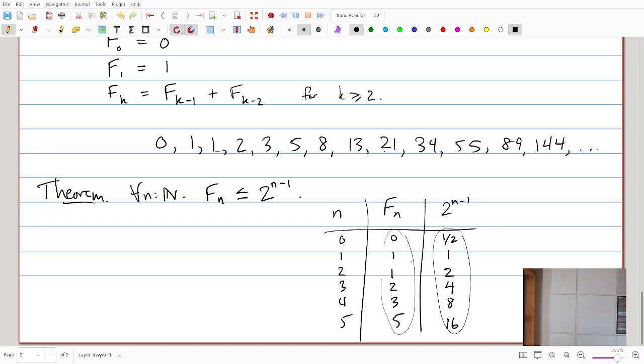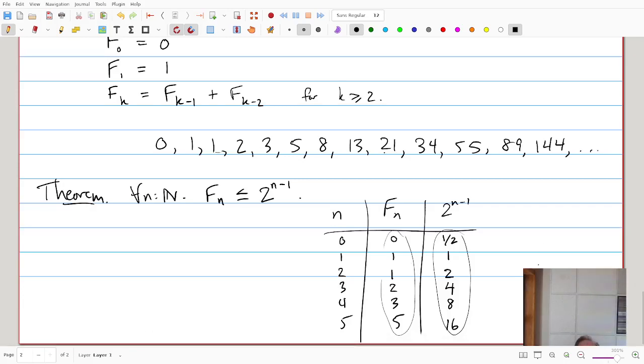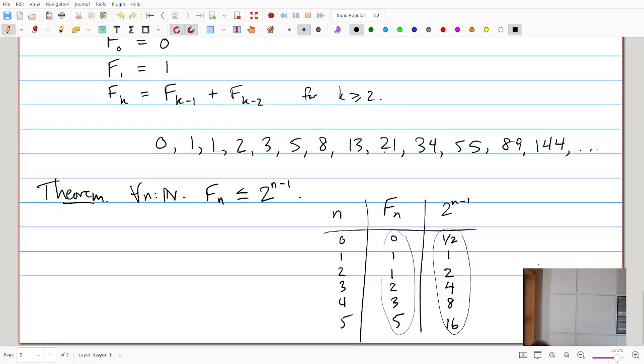And you can keep going, and it definitely looks like that continues. So, how can we prove this? We're going to do the same thing. So again, we're going to try weak induction, and we're going to see what goes wrong, and then we'll fix it.